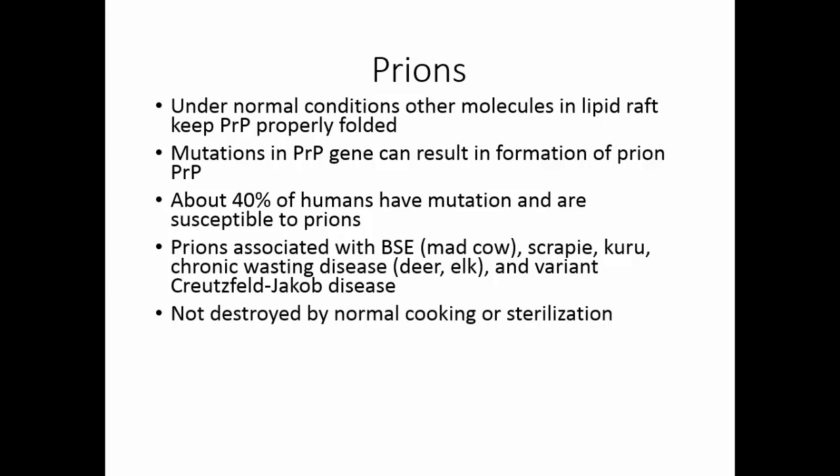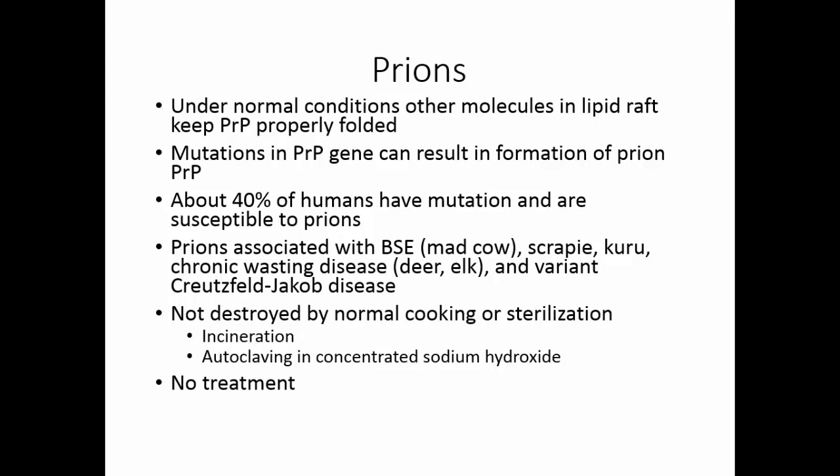Prions are not destroyed by normal cooking or normal sterilization methods. If you incinerate them, that is, if you burn them completely, that seems to get rid of them. And they've now discovered that autoclaving them in concentrated sodium hydroxide destroys them. There is no known treatment for prion diseases, and variant Creutzfeldt-Jakob disease is very rapid in its progression. Most others are much slower in their progression.